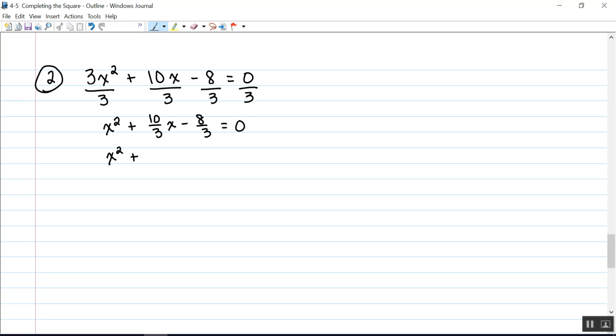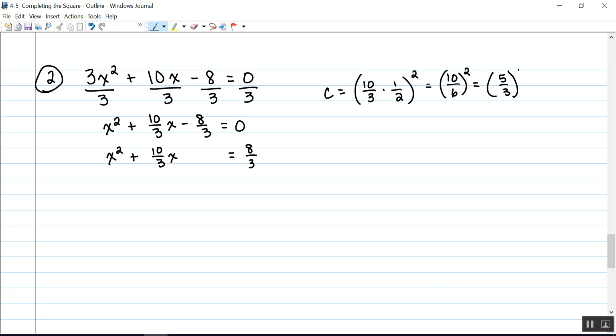So let's move our existing c to the other side by adding 8 thirds to both sides. Now I need to find my new c. So remember, c is half of b, squared. So my existing b is 10 thirds. Now dividing that by 2 is the same thing as multiplying it by 1/2. So half of 10 thirds is 10 over 6, or 5 over 3, squared, or 25 over 9. Now, leave it as a fraction.